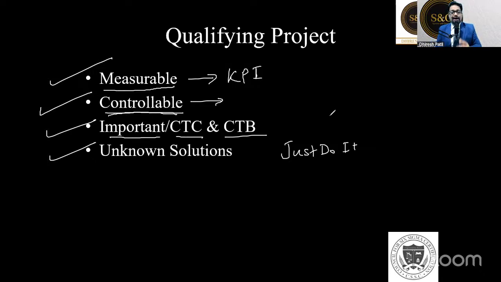Lean Six Sigma is required where you don't know the solutions and you don't know certain causes and root causes. That is where Lean Six Sigma is applicable. You know some of the causes, you know some of the solutions, but you are not sure whether it will work. You are not sure about all the causes. That is a perfect recipe for Lean Six Sigma projects. So measurable, controllable, important for the customer and the business, and solutions unknown. These are the qualifying criteria for the project.